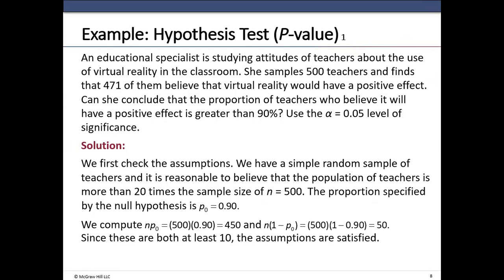First, I need to check n times p0. n is 500. The value in the null hypothesis p0 is 0.9. So n times p0 is 500 times 0.9, which is 450, and n times (1 minus p0) is 500 times (1 minus 0.9), which is 50. Since these are both at least 10, the assumptions are satisfied. What are the assumptions? That it is a simple random sample, and the sampling distribution of p hat is bell-shaped.